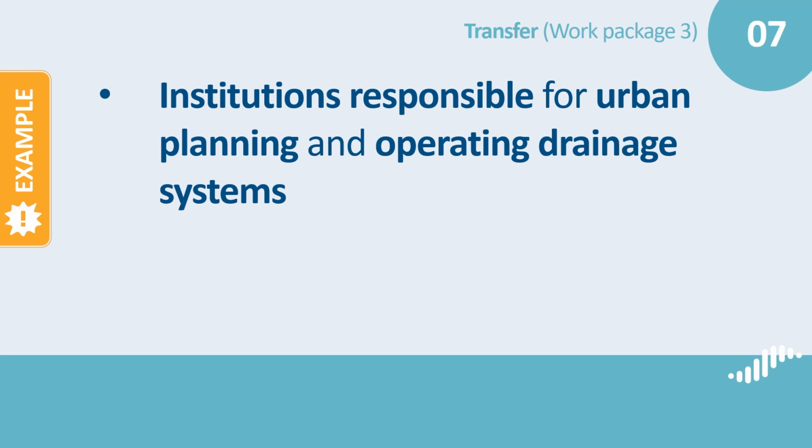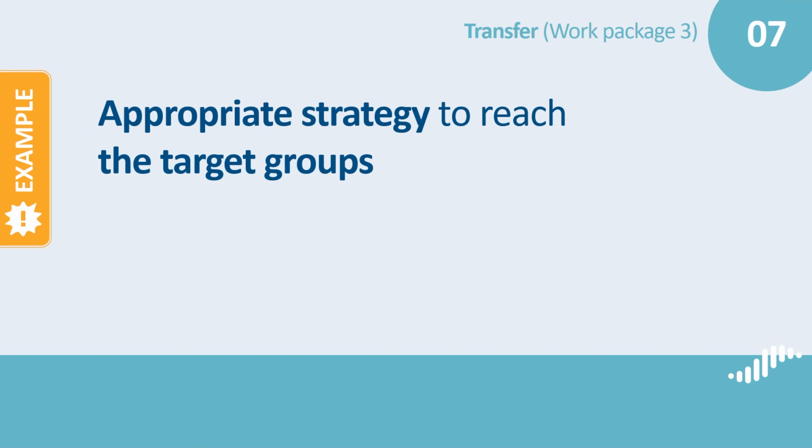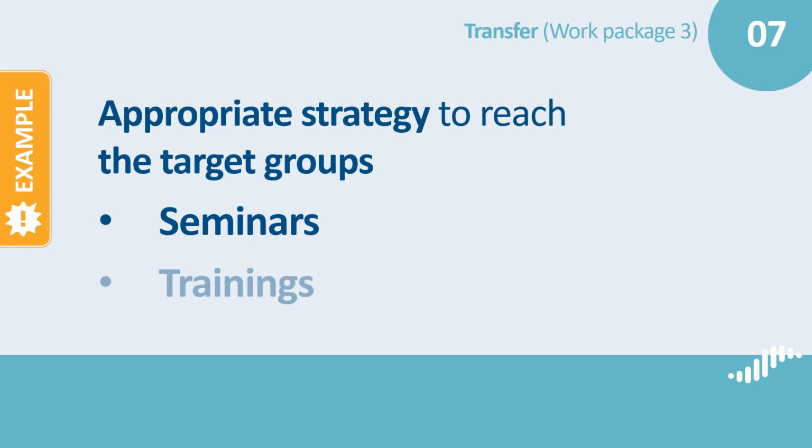The concept has been developed in such a way that it is easily scalable to any other urban areas around the Baltic Sea. A communication strategy and action plan specify the appropriate strategy to reach the target groups. In addition, 2 types of events were planned to deliver the results and outcomes outside the partnership. Seminars for the target groups in the participating countries but not involved in project activities, and training in the countries not participating in the project.